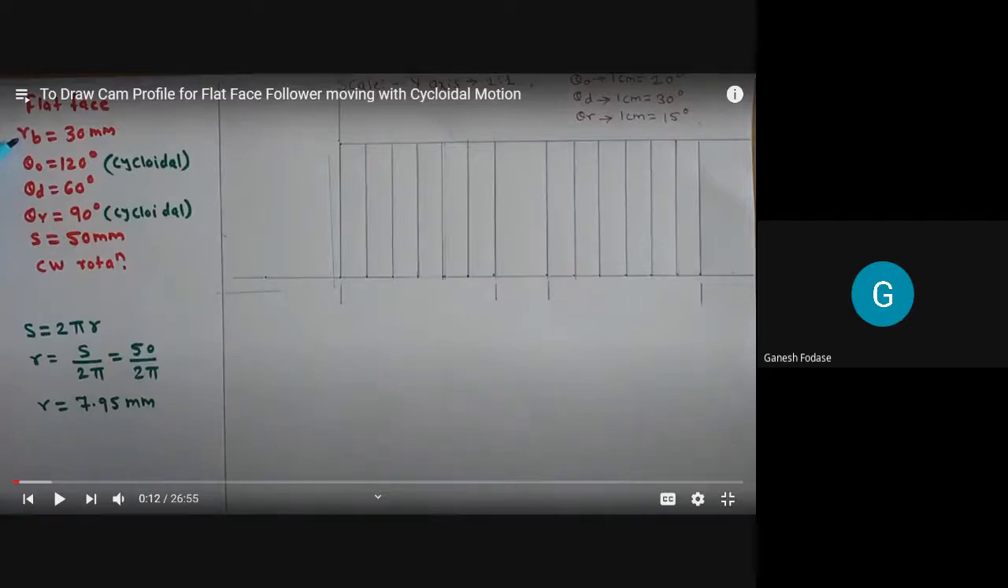Now remember, the first step, as we know in drawing the displacement diagram, is to draw the x and y axes. Here the x-axis is already drawn, and at the same time the y-axis is also drawn, and you can also see this rectangle drawn here. How much will the height of this rectangle be?